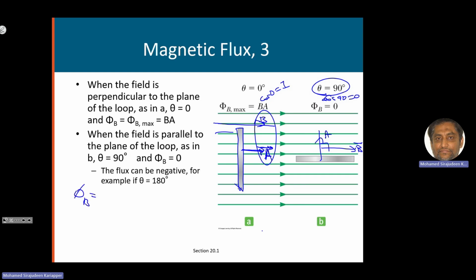The flux is equal to B cosine theta, the component of the magnetic field along the direction of the vector A, multiplied by the area. So whenever theta is equal to 90, it is like this. Theta equal to 0, it is like this. That will be confusing, but I hope you understand. Of course, the field is perpendicular to the plane, but it is parallel to the direction of the area, because the direction of the area is perpendicular to the plane.